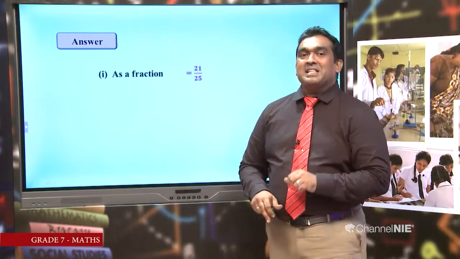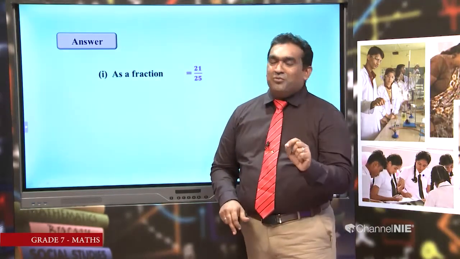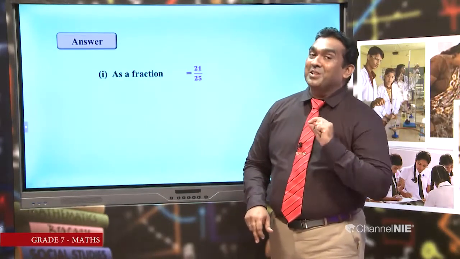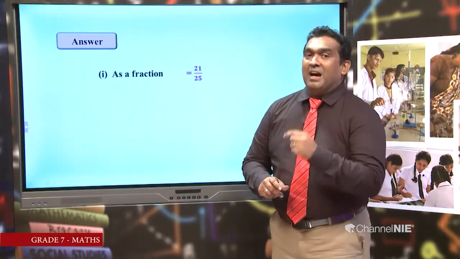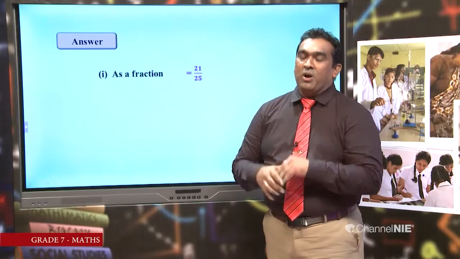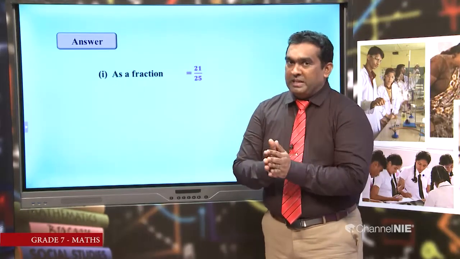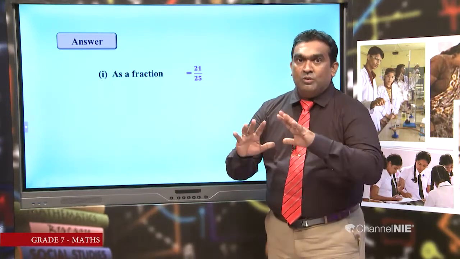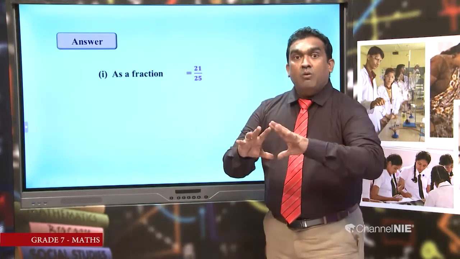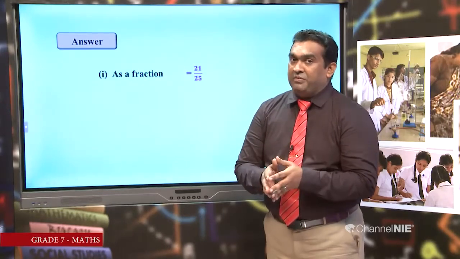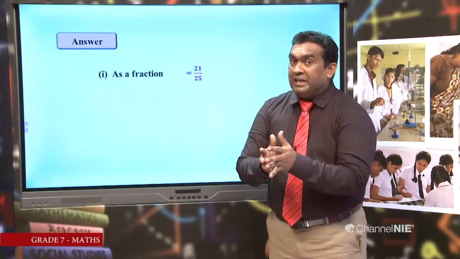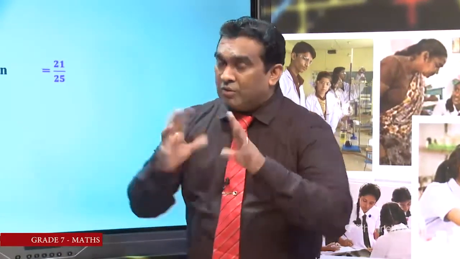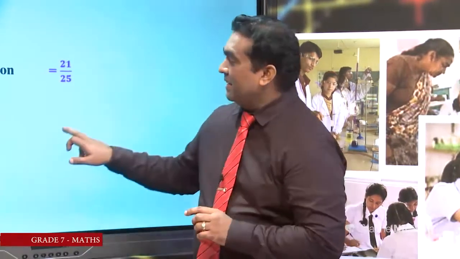As a fraction, as I told you from the very beginning of the question, Senith got 21 out of 25. Out of means denominator. Out of, divided. Out of 10, divided by 10. Out of 15, divided by 15. Out of 50, divided by 50. Out of 70, likewise. Out of, divided. They are talking about the denominator, right?